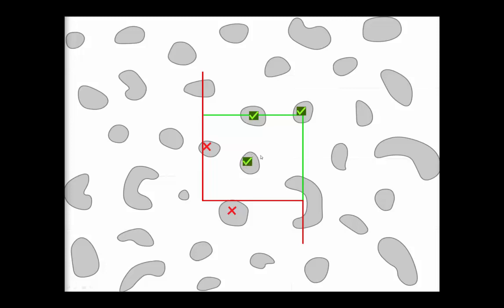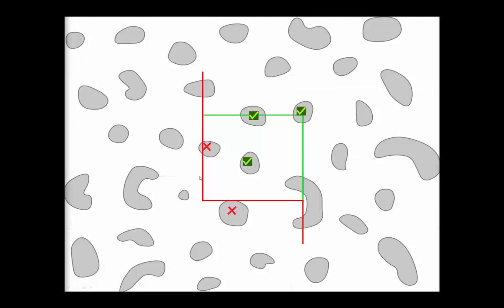Here is a cell top that's more outside the counting frame than inside the counting frame, but it gets counted because it goes through a green line. Here's the opposite situation. This cell top is more inside the counting frame than outside, but it goes through a red line, so it does not get counted.